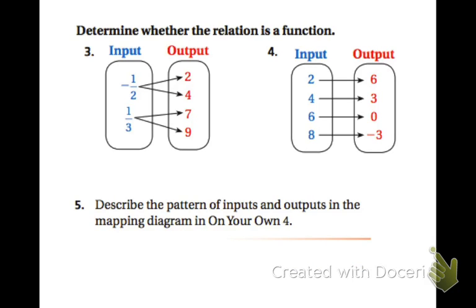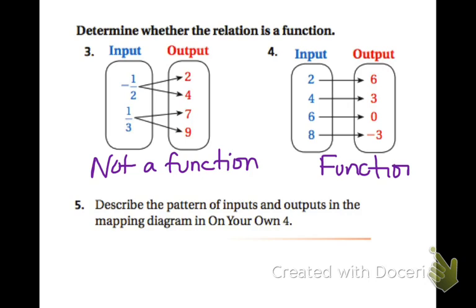So determine whether the relation is a function. Looking at the input -1/2, it is going to a 2 and to a 4. Right there, it's not paired with exactly 1, it has 2. 1/3 has 2. Therefore, this is not a function. Okay? Looking at 4, the input 2 has 1 output, 4 has 1 output, 6 has 1 output, and 8 has 1 output. That gives it the title of function.